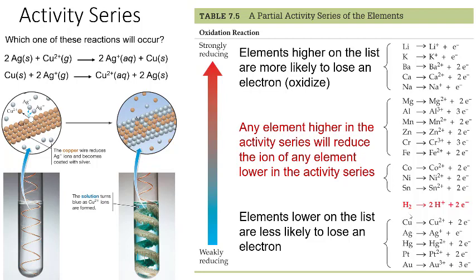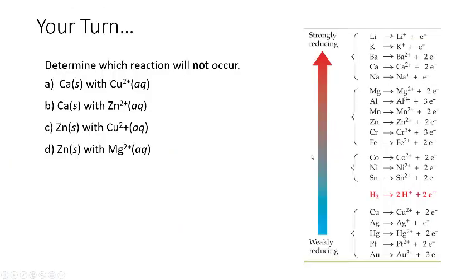The higher element's reaction goes from left to right, and the lower element's reaction goes from right to left. Left to right on the top, right to left on the bottom. You can use that for any reaction pair using the activity series. So, your turn. Use the activity series on the right to determine which reaction will not occur. Take a moment to look through that.